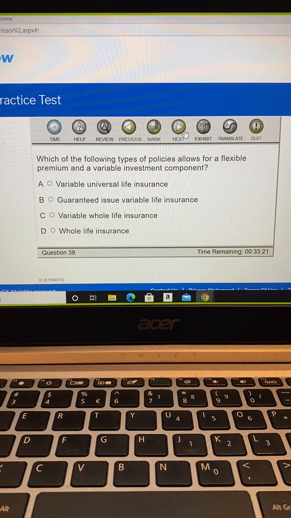Which of the following types of policies allows for a flexible premium and a variable investment component? I would just say a variable whole life insurance. No, variable. Flexible premium, we said that was universal life earlier. Right. And a variable investment component.